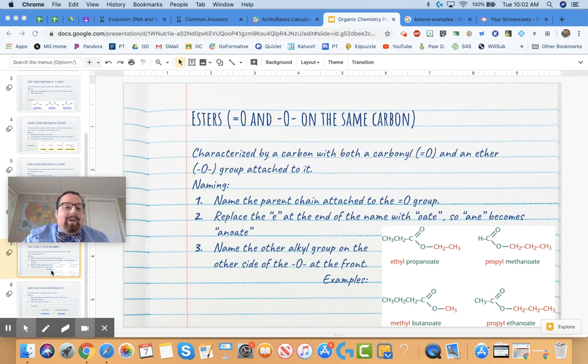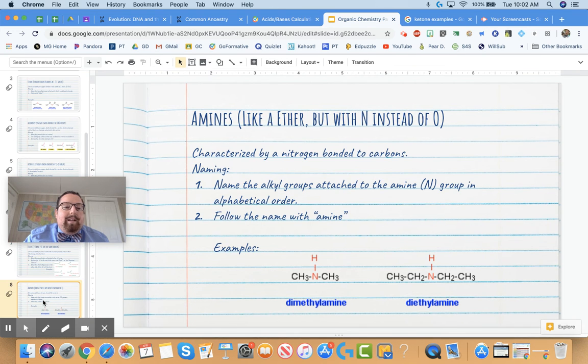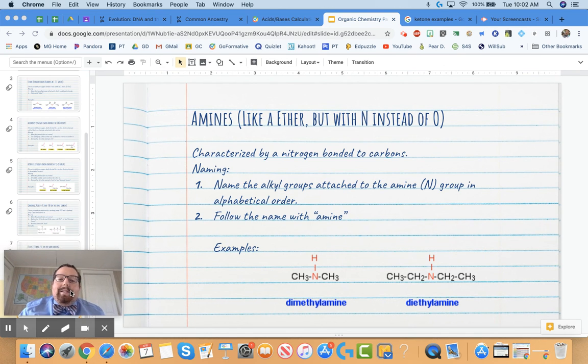I think this might be our last slide here. Yep, sure is. Amines. You've run into these a little bit before when we talked about our benzene molecules with an amine group attached to it. But in this case, this is just a straight chain with an N attached to it somewhere. So to name these, we just name all of the alkyl groups that are attached to our nitrogen in alphabetical order, and then follow the name with amine.